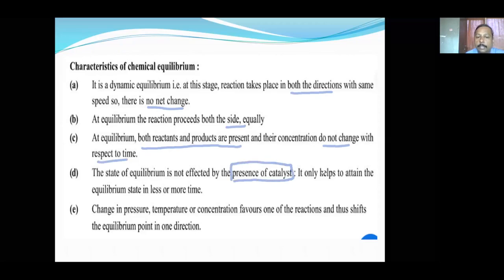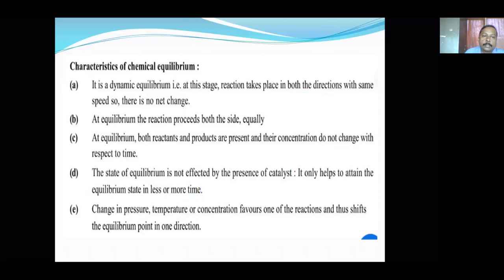Very, very important. A catalyst only helps in attaining equilibrium: if we use a positive catalyst it takes less time, if we use a negative catalyst it takes more time. Then change in pressure, temperature or concentration favors the reaction, and thus shifts the equilibrium in one direction. This is Le Chatelier's principle that we are going to discuss in later slides. These are some key points of the characteristics of chemical equilibrium.